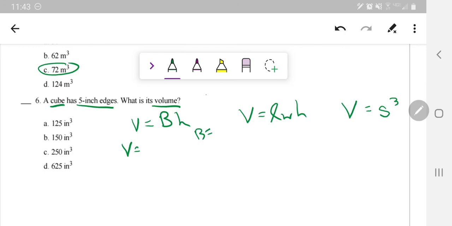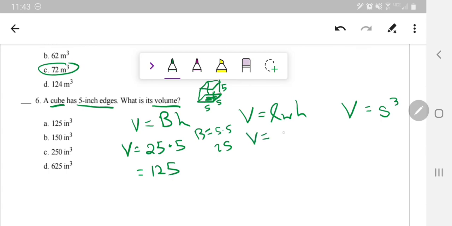Well, if we draw this out, here's my cube. Well, it's 5 by 5 by 5. So the base, if we look at this as being the base, we have 5 times 5, and that's 25. So we get 25 for the area of the base times 5 for the height, and that gives us 125.